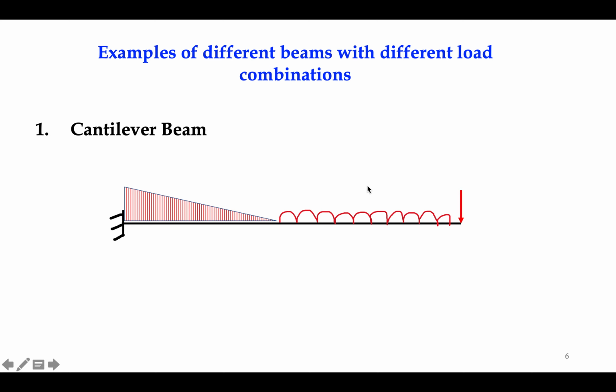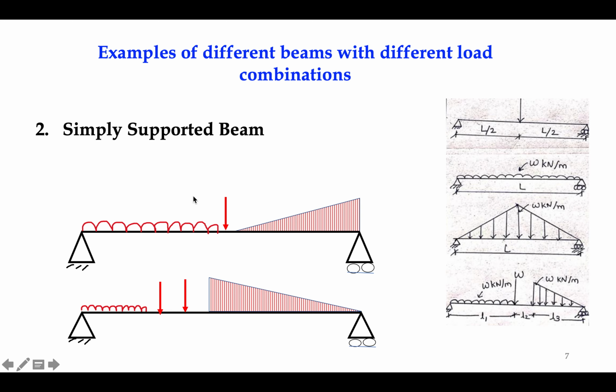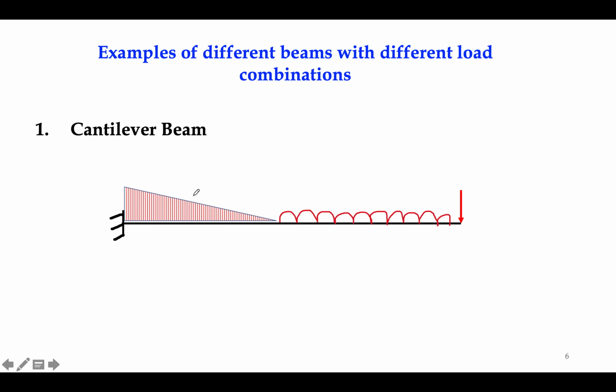Then there are combinations of loads. We know that this particular cantilever beam is carrying a uniformly varying load. So this is a uniformly varying load here, and a uniformly varying load is here, and this is a uniformly distributed load and it is also carrying a point load. So a beam can carry different types of loads and we have to solve such problems.